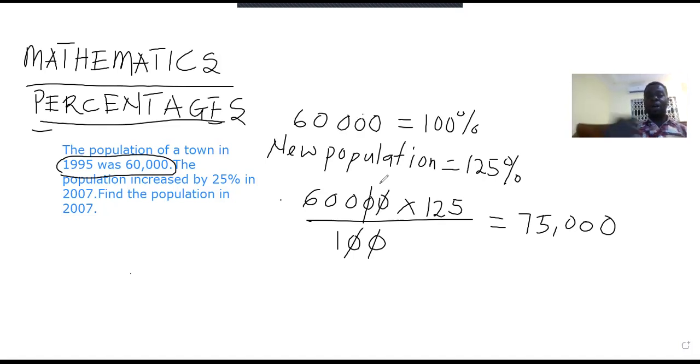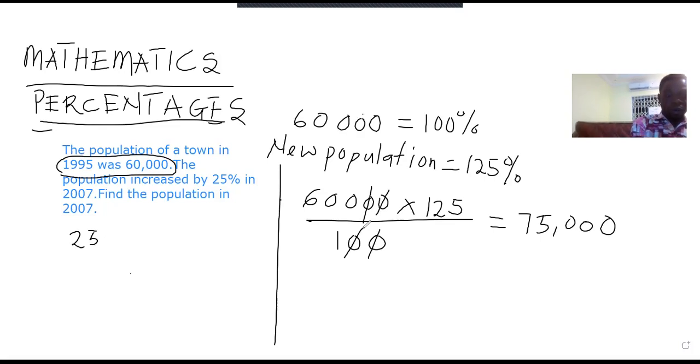Good. Now, the other way around, or alternative approach, the first thing you're supposed to do is to find the increase in population. You find the increase in population. So increase in population, that is 25% of 60,000. So 25 over 100 times 60,000.